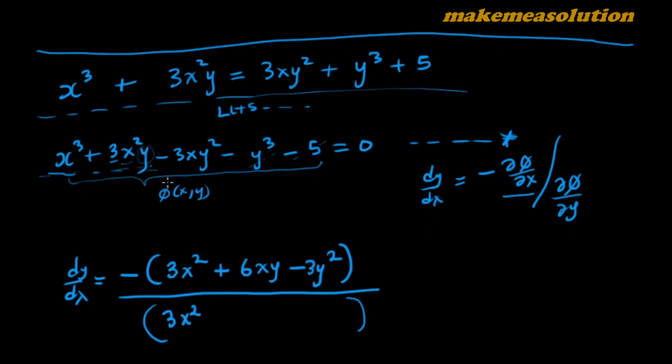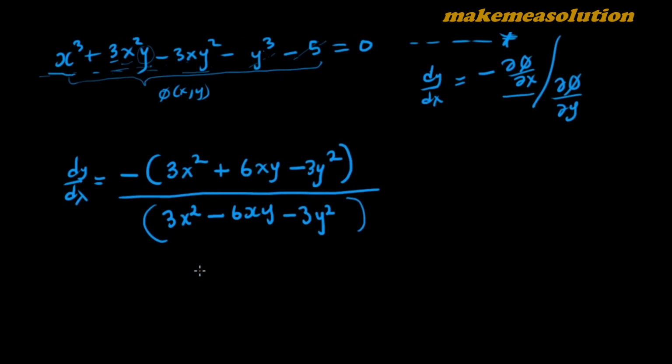3x squared. Then when you come over to this term, 3 and x are both constants, so y squared is the only variable. When you differentiate it, you should get 2y on a normal day, but the 2y will multiply this particular term, giving you 6xy. There's a minus sign, and when you differentiate this one, you're going to get 3y squared. When you differentiate 5, it is 0. So this becomes the expression for your dy dx.